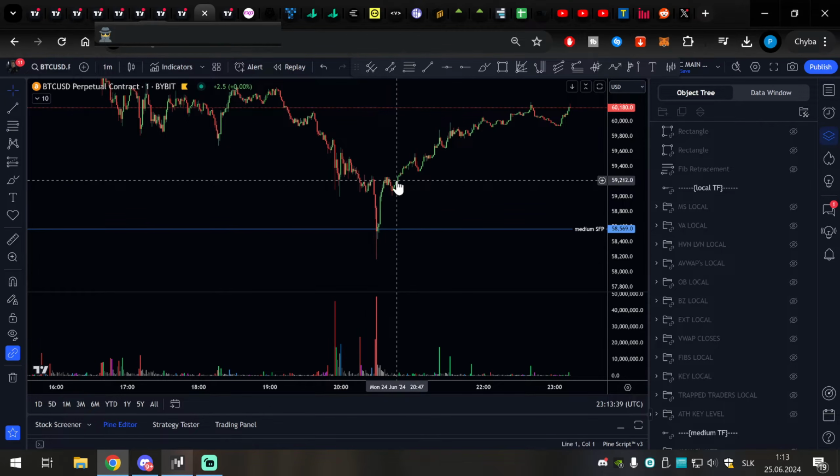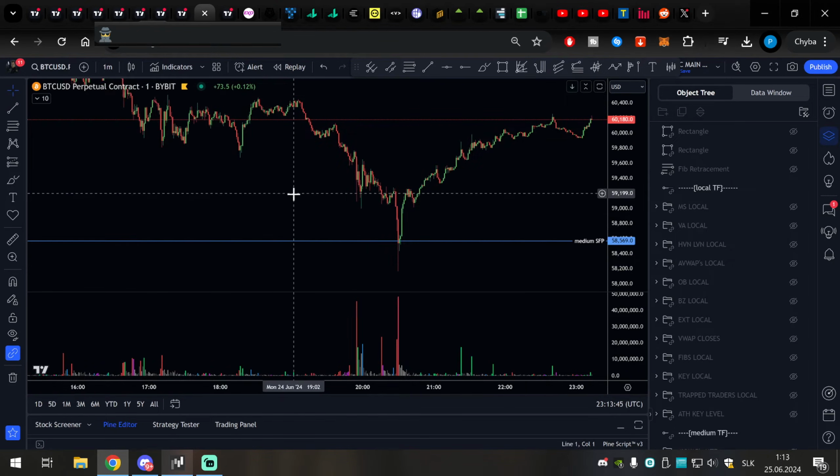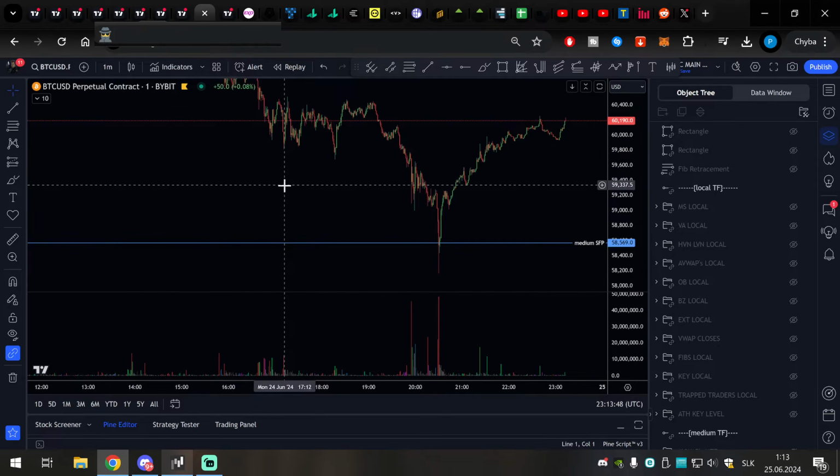Some people are entering here after confirmations. I'm already taking profit one, and my position is already free from here. So that's a huge difference. That's a huge difference.